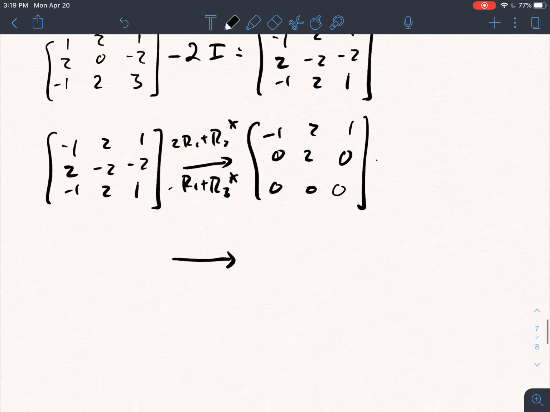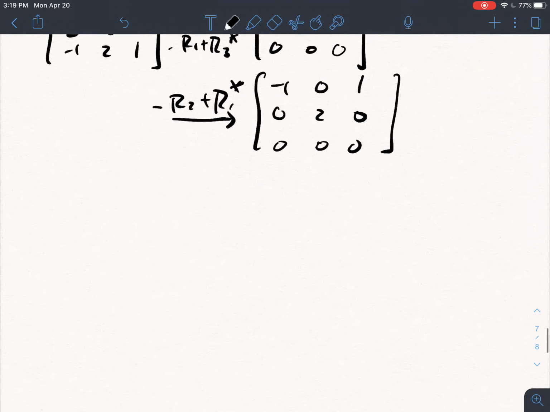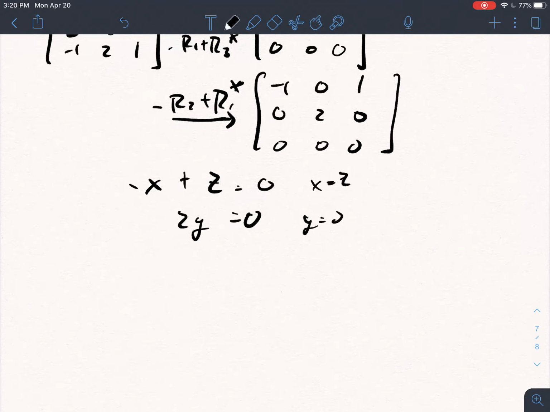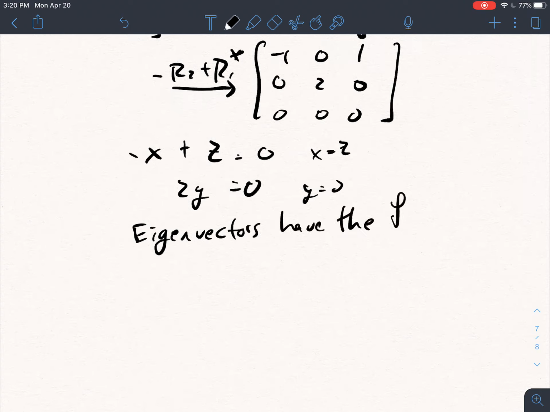Yeah, and adding 4 to negative 2. Okay. And then I can just do negative row 2 added to row 1 and replace. I get negative 1, 0, 1, 0, 2, 0, 0, 0, 0. Okay, and I'm going to say negative x plus z is equal to 0, and then 2y is equal to 0. So y is equal to 0, and then x is equal to z, and z is going to be free.